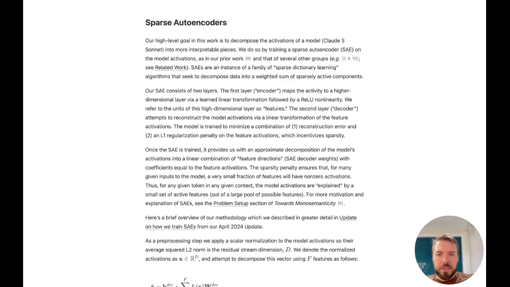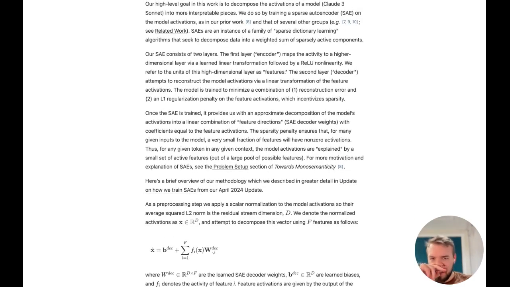Our SAE consists of two layers. The first layer, the encoder, maps the activity to a higher dimensional layer via a learned linear transformation followed by a ReLU nonlinearity. We refer to the units of this high-dimensional layer as features. The second layer, the decoder, attempts to reconstruct the model activations via a linear transformation of the feature activations. The model is trained to minimize a combination of reconstruction error and an L1 regularization penalty on feature activations, which incentivizes sparsity.